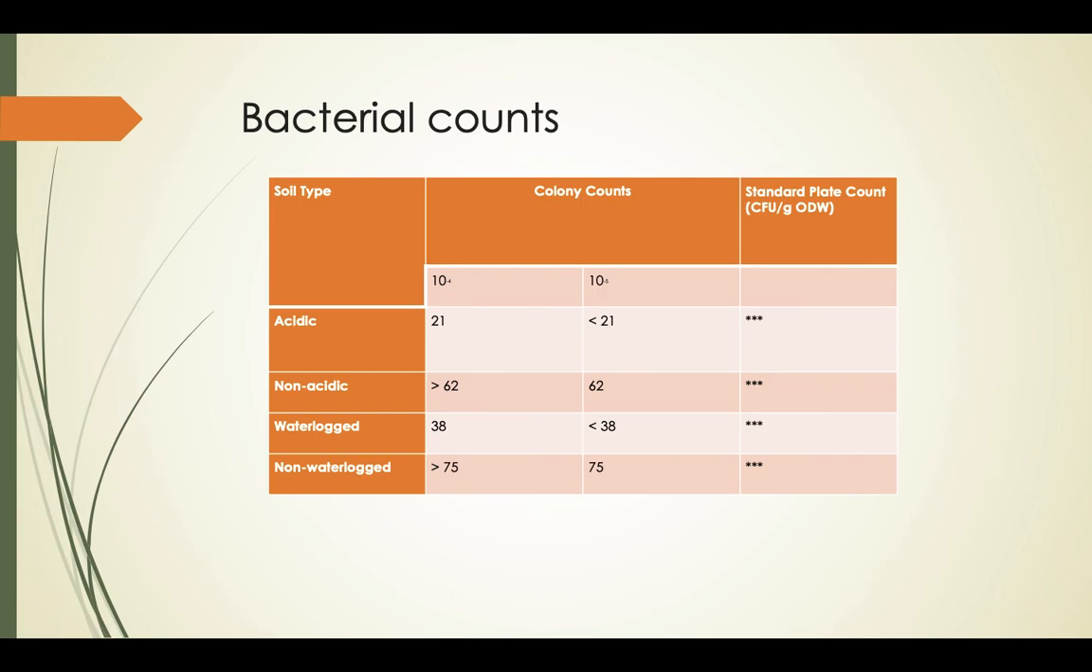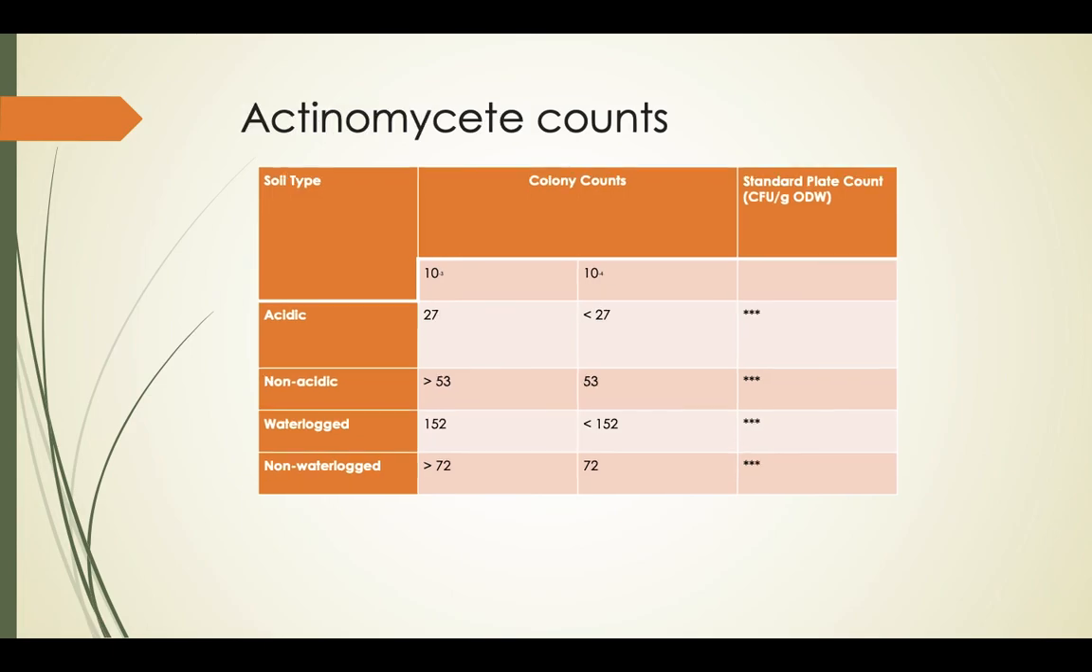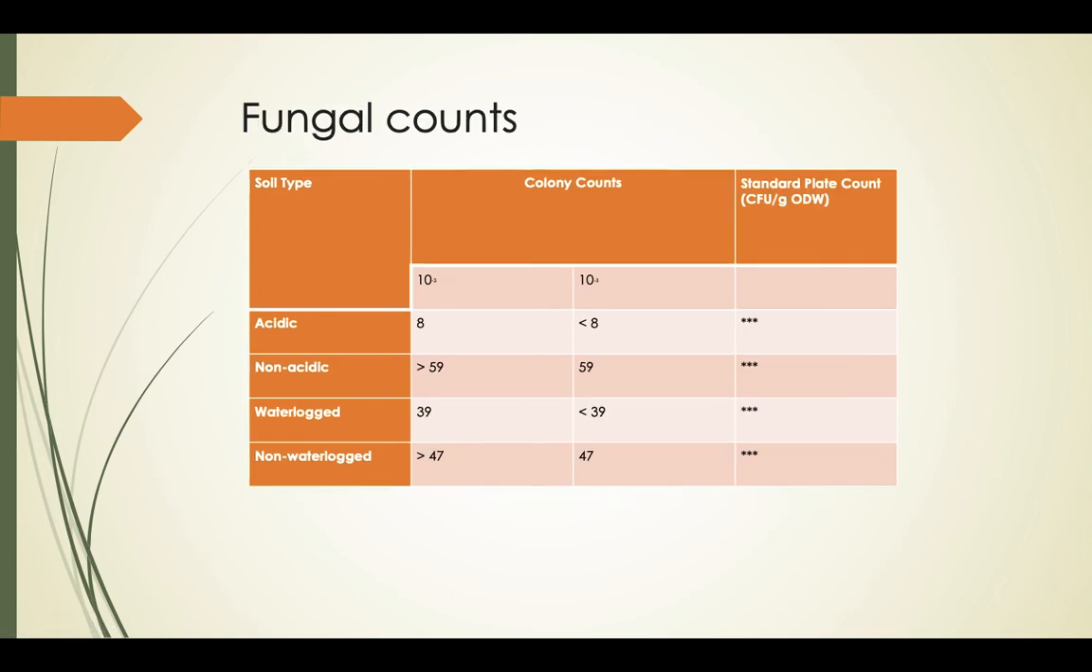For actinomycetes, the case is also the same. It is expected that 10 to the negative 4 will have lower counts than 10 to the negative 3. And then the standard plate count will be computed automatically. And for fungal counts, the same thing is expected. The 10 to the negative 3 counts will be lower than the ones in 10 to the negative 2. And the standard plate count will be automatically computed as well.